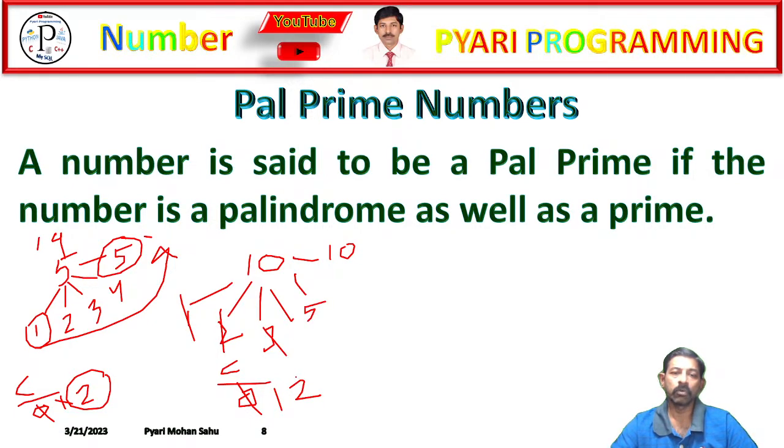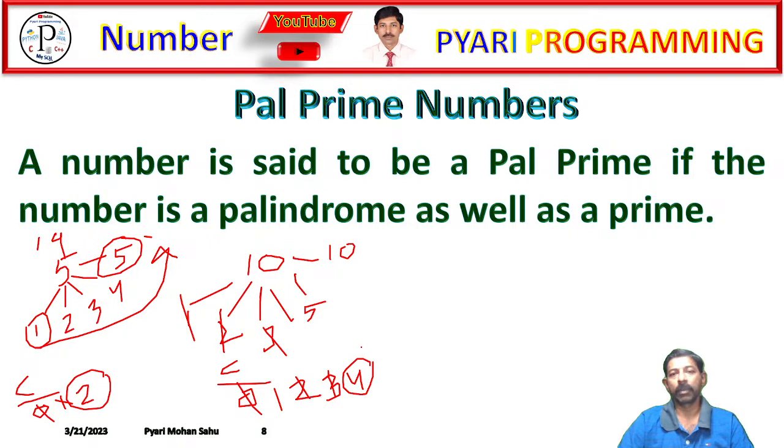So counter is 3. 6, divisible by 6, false. 7, false. 8, false. 9, false. 10, true. So that's why now it is 4. Now when I come out of the loop, I will say C is equal to 2. No, false. C is 4 now. So it is a composite number, not a prime number.